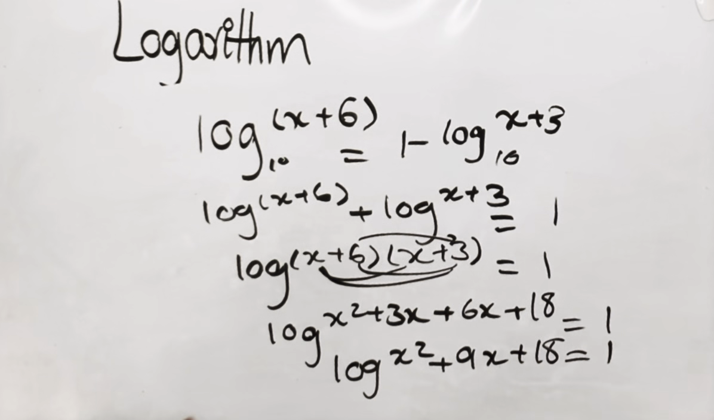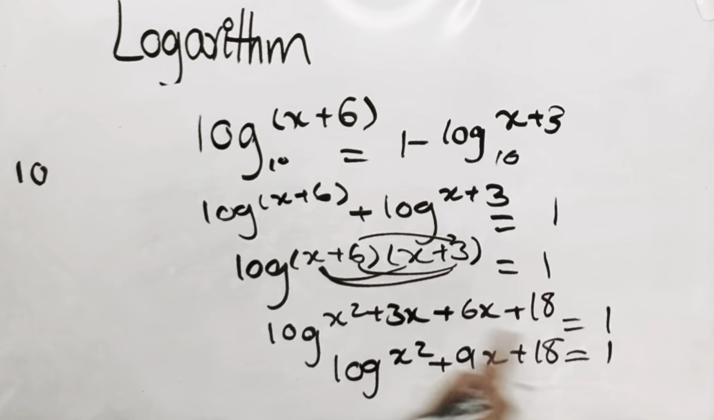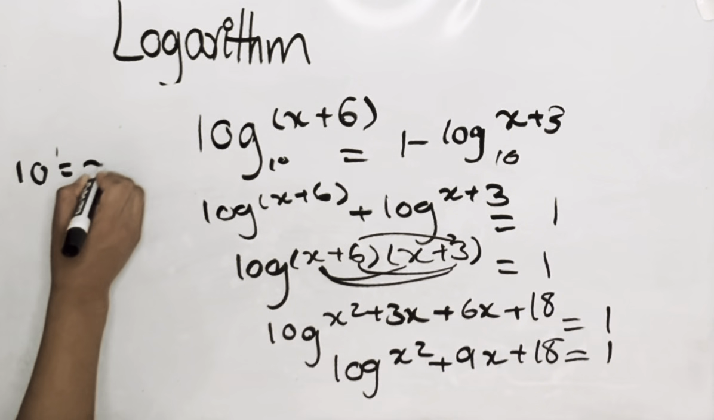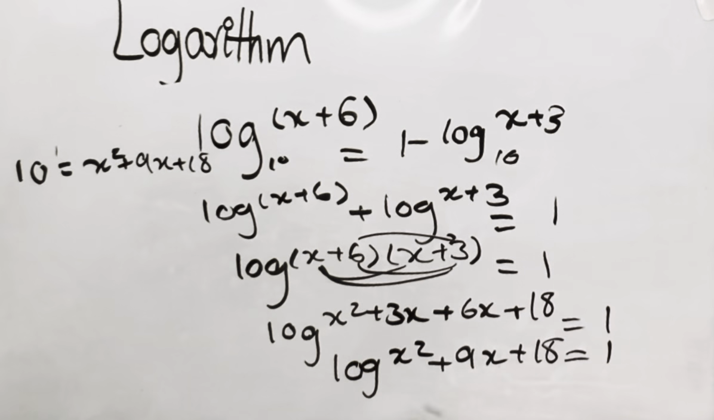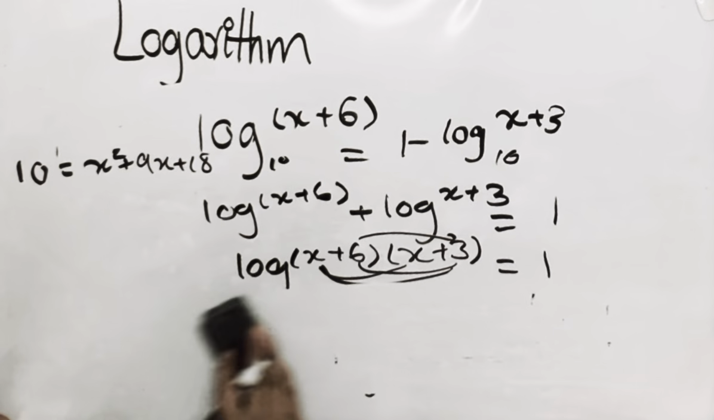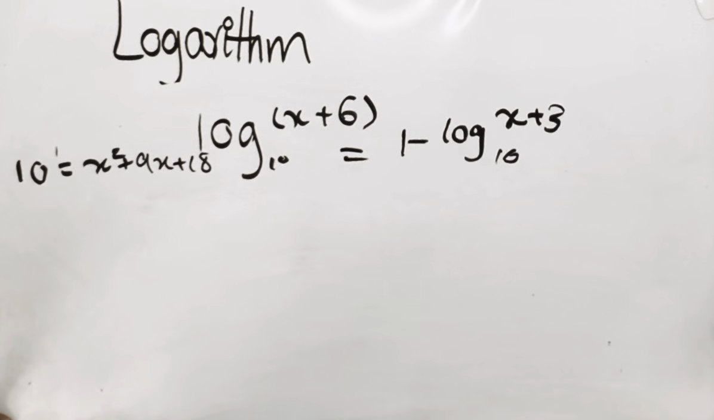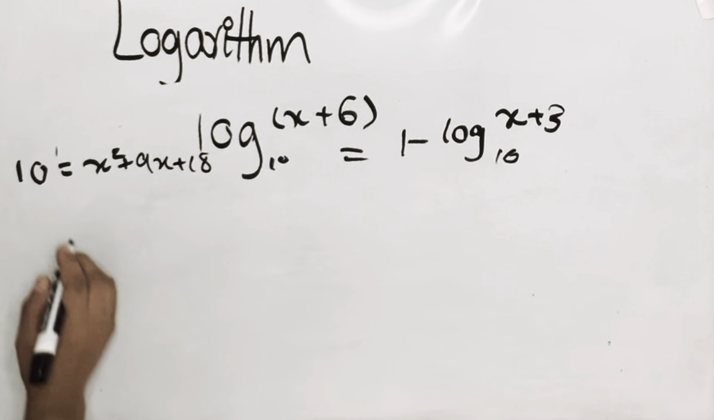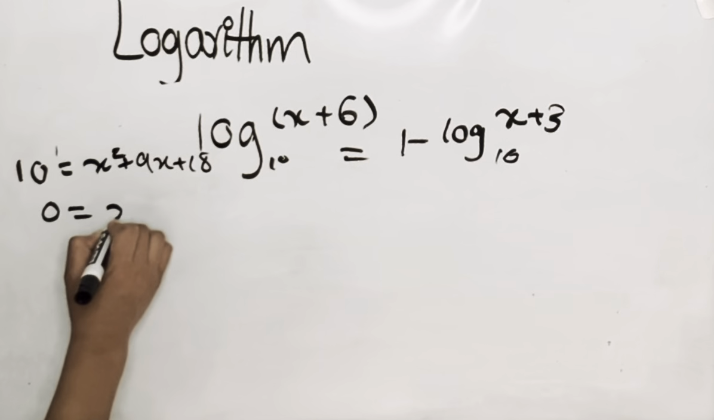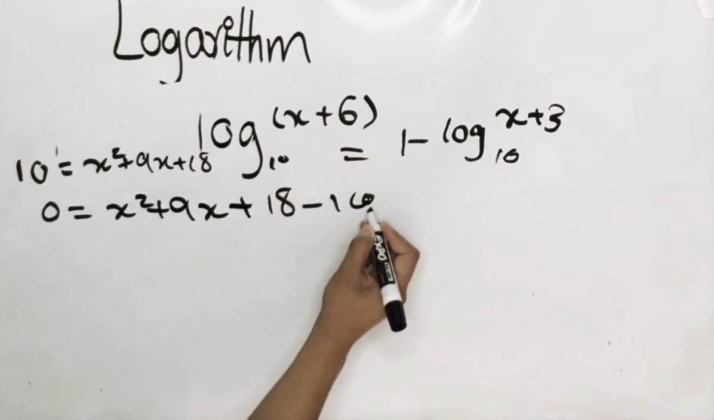Now how can we go from here? We already know that the base is 10, so we know that this is actually 10 to the first power equals x squared plus 9x plus 18. All we need to do is bring that 10 over here. That's going to give us x squared plus 9x plus 18 minus 10.